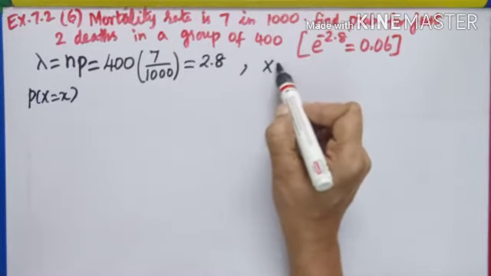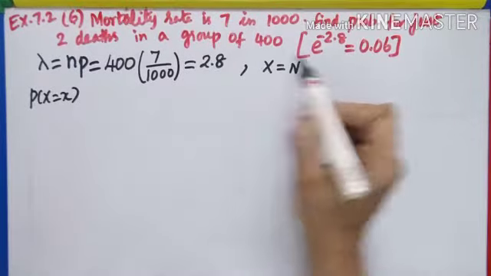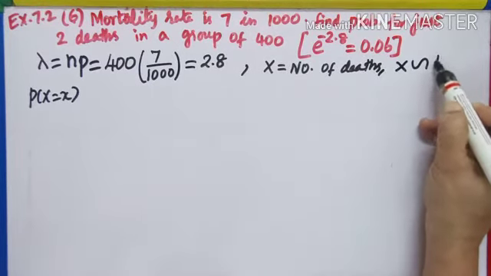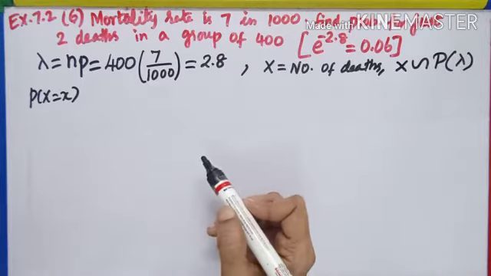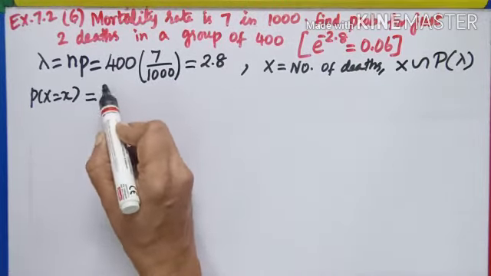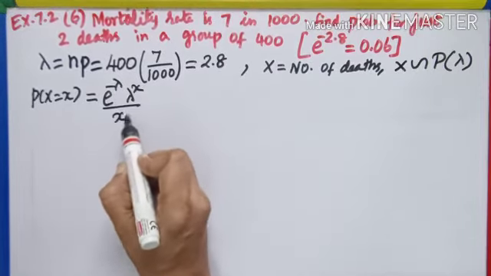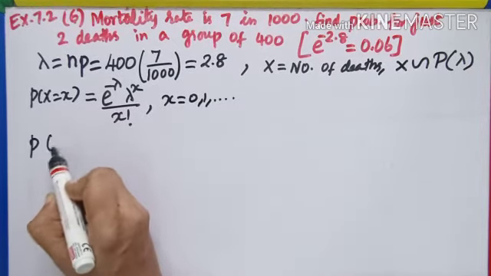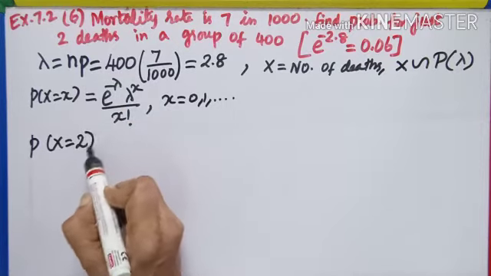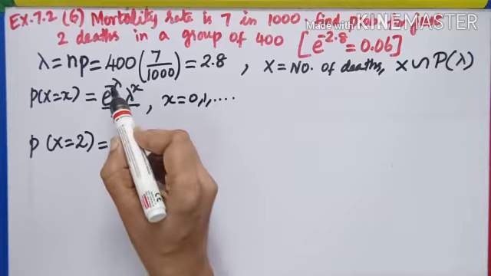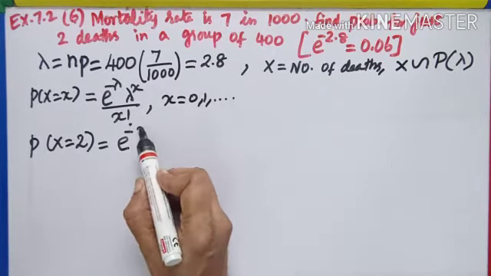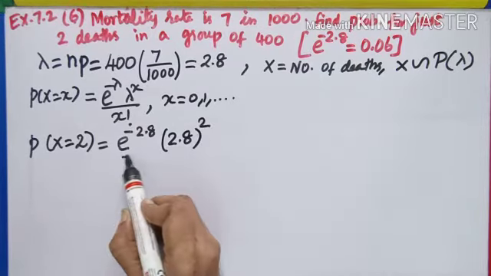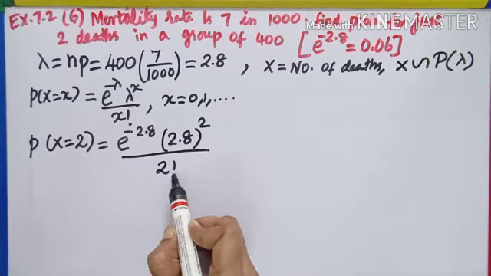So we write x is equal to, what I want is just 2 deaths. So x is the number of deaths, and we know x follows Poisson with parameter lambda. What is the formula for Poisson? e power minus lambda, lambda power x by x factorial, where x is 0, 1, 2 and so on. In this question, I want 2 deaths, so x is equal to 2. e power minus lambda, and lambda we calculated is 2.8. Lambda power x, that is 2.8 power 2, divided by 2 factorial.